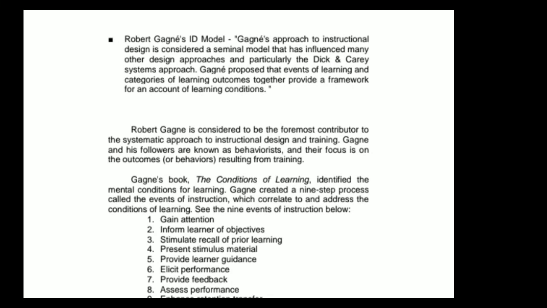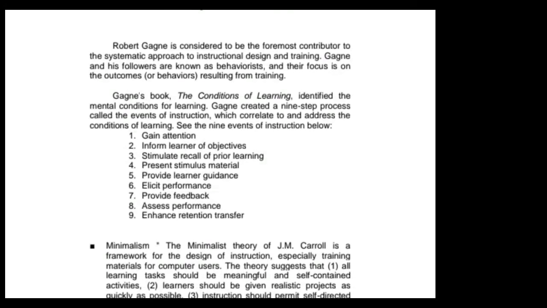Gagné's book, The Conditions of Learning, identifies the mental conditions for learning. See the nine events of instruction below. Gain attention, inform learner of objectives, stimulate recall of prior learning, present stimulus material, provide learner guidance, provide feedback, assess performance, enhance retention and transfer.